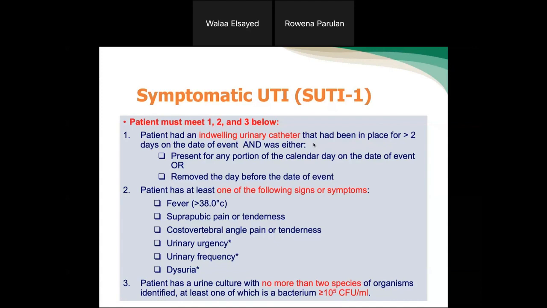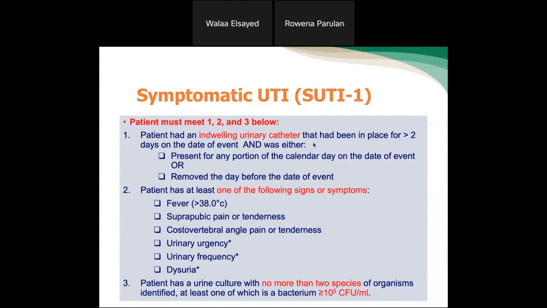The second criterion is signs and symptoms. Fever is required to be more than 38, or the patient complains of suprapubic tenderness or pain, costovertebral angle pain or tenderness, urinary urgency, urinary frequency, or dysuria. These symptoms are present when the catheter is being removed, and we know that if the catheter is removed on the date of event or one day before, it still fulfills the criteria. The third criterion is that the patient has a urine culture with no more than two species of bacteria present at more than 10 raised to power 5 colony forming units per ml. So SUTI 1 must have three criteria. First of all, a patient with an indwelling catheter, or the catheter was removed today or the day before.